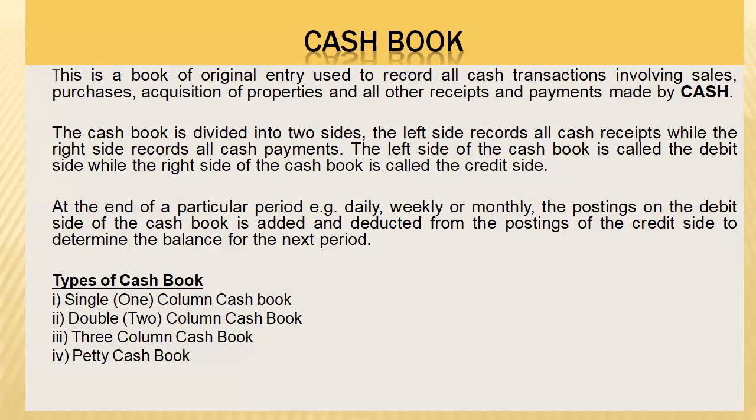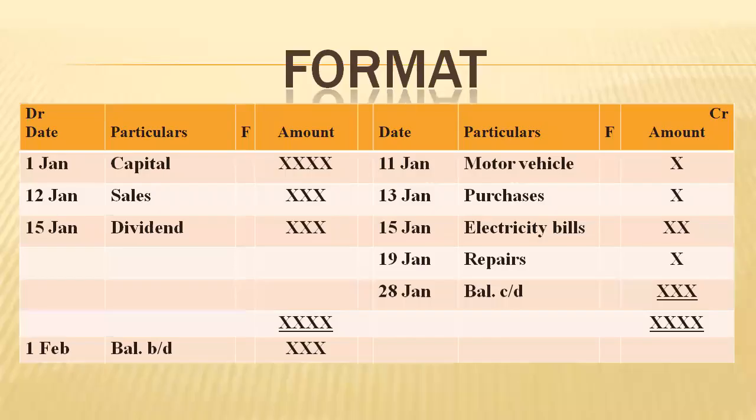So we have different types of cash book. We have the single column cash book, we have the double column cash book, we have the 3-column cash book, and we have the petty cash book. So we're going to be looking at each of them in another part of our course. So this is a cash book format. So for the format, you can see the cash book is divided into two. You have the debit side and the credit side.